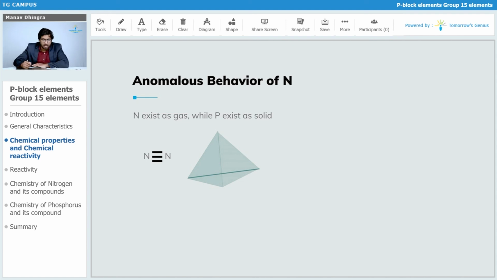And what is the atomic mass of phosphorus? It is 31. In the case of P4, it will be 124. And what is the atomic mass of nitrogen? It is 14. 14 into 2 is 28. So where 28 gram and where 124 gram. That is why, for P4, because the mass is high, the van der Waals force of attraction will be higher, and that is why P4 exists as a solid while nitrogen exists as a gas.